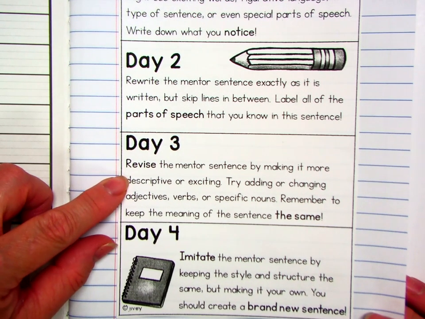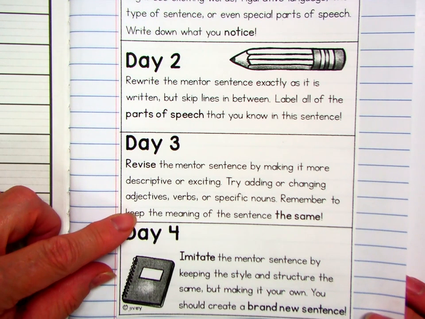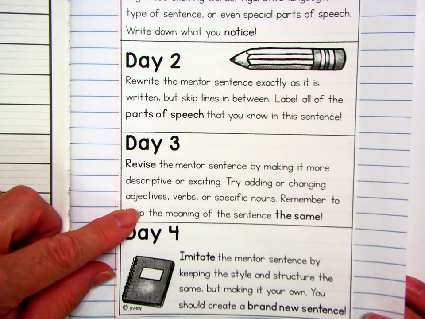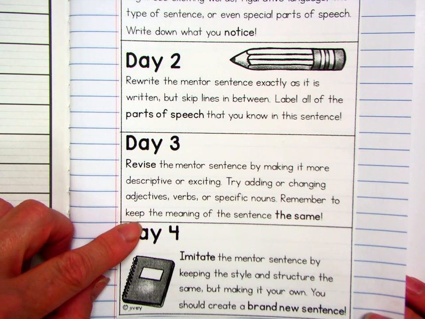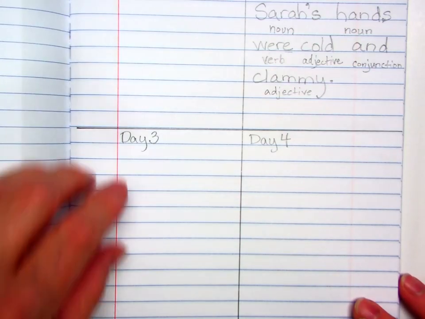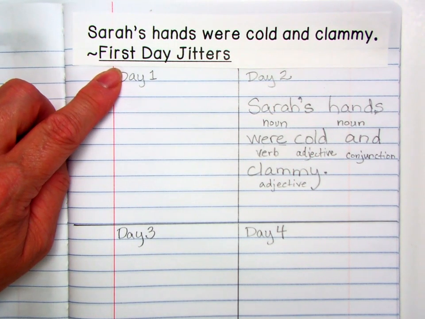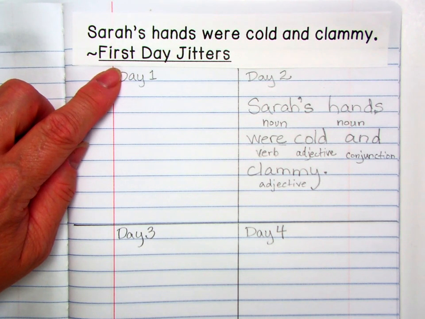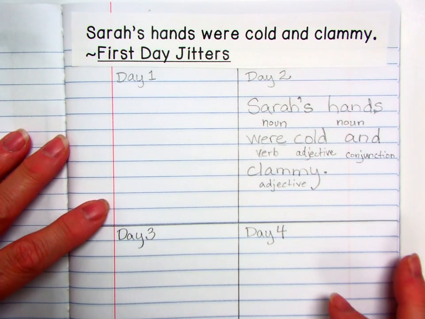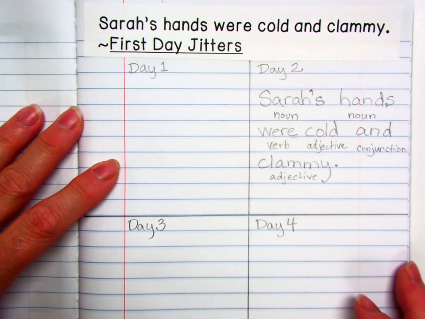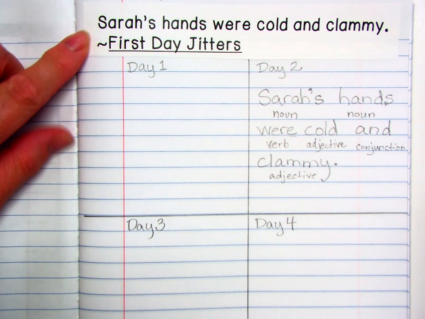All right, now let's look at day 3. Revise the mentor sentence by making it more descriptive or exciting. Try adding or changing adjectives, verbs, or specific nouns. Remember to keep the meaning of the sentence the same. So we're going to look at the sentence, Sarah's hands were cold and clammy. And we're going to see if we can make it a little bit more exciting, a little bit more descriptive, or change or add some words so that it gives a little bit more information. But we can't change it to a completely different sentence.